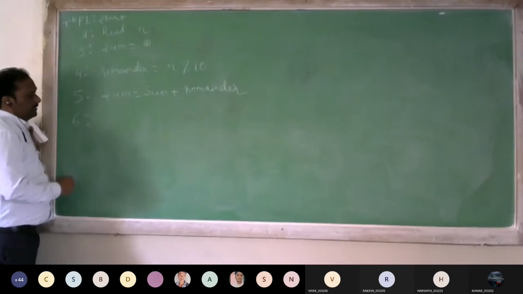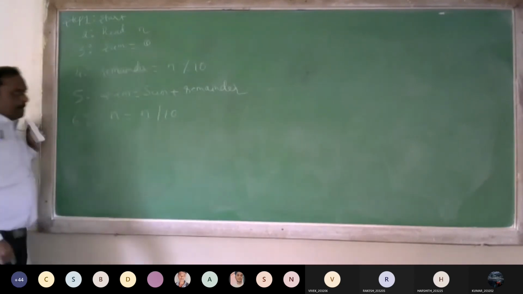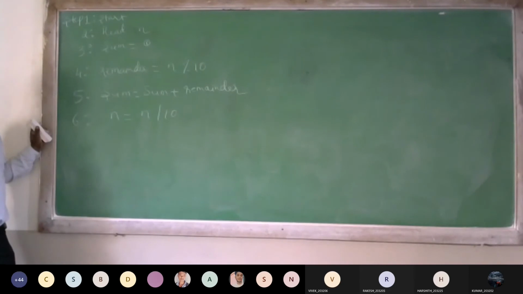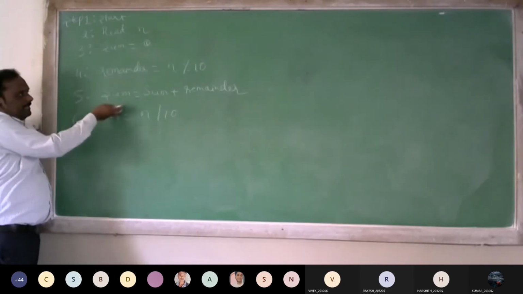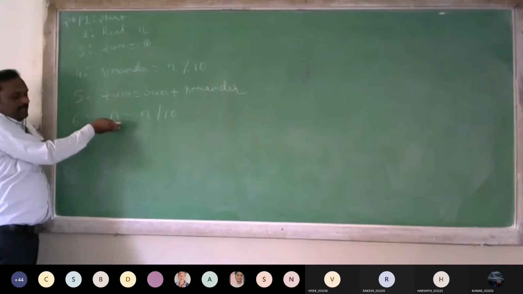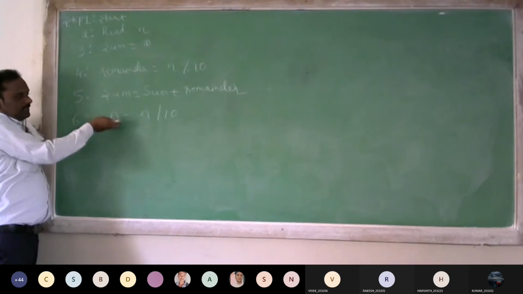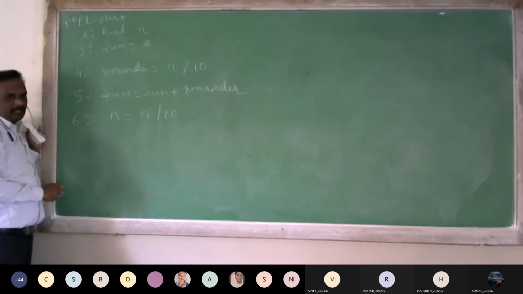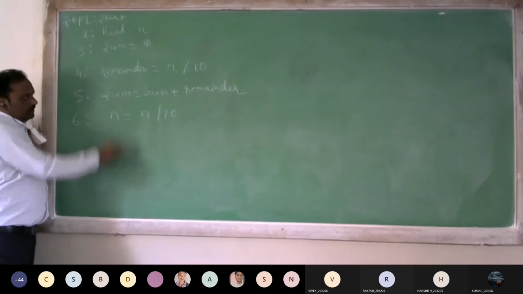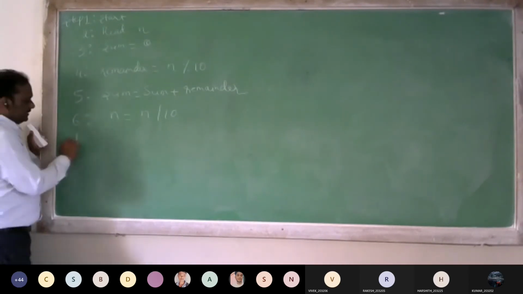Now, divide the given number. N is equal to n divided by 10. Now, get the remainder. Add that to sum. Now, n is equal to n divided by 10. Get the remainder. Add it to sum. We repeat this step until n is greater than 0. If n is equal to 0, by that time our sum is containing the sum of digits.